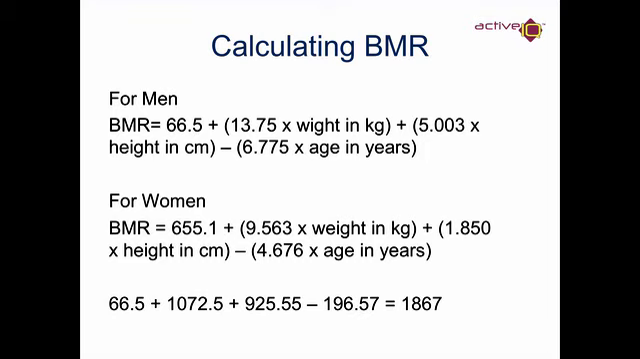And what I'm going to do is talk you through how I would work this out for myself using my measurements. So, if we have a look at the figures at the bottom, we've got 66.5 here, plus 13.75 times my weight in kilograms. My weight is 78 kilograms. 13.75 times 78 gives us 1072.5, which is that figure there.